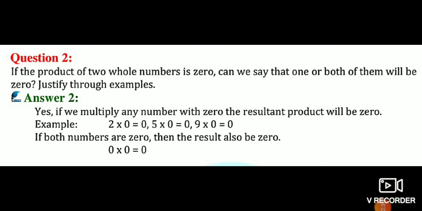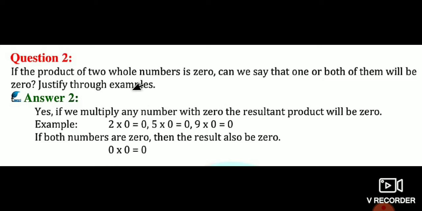Let us take the next question. Question 2: if the product of two whole numbers is 0, can we say that one or both of them will be 0? Justify through examples.